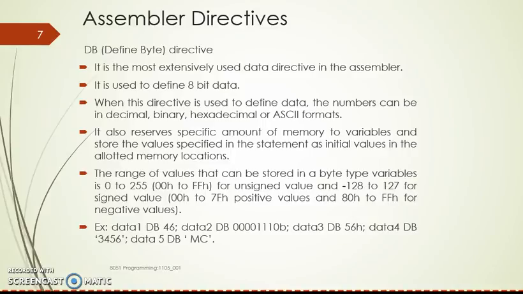DB or define byte directive. It is the most extensively used data directive in the assembler. We use it for defining 8-bit data. So whenever we use this directive to define data, the numbers can be in terms of decimal, binary, hexadecimal or ASCII formats. It reserves a specific amount of memory to the variables and stores the values specified into that particular variable as the initial values in the allocated memory locations. The range of values that can be stored in a byte type of variable ranges from 0 to 255 for unsigned values and minus 128 to 127 for signed values.